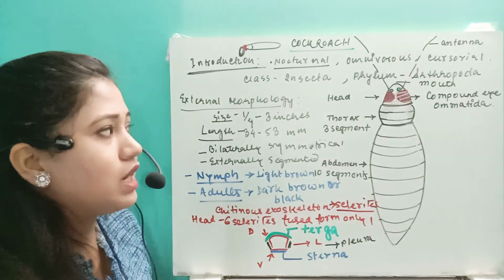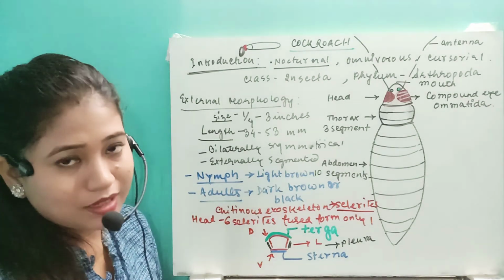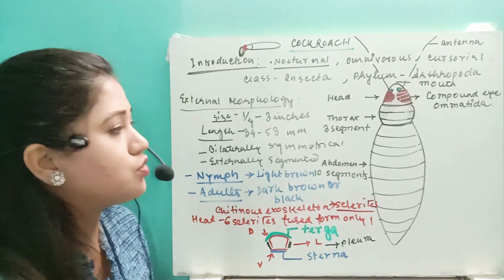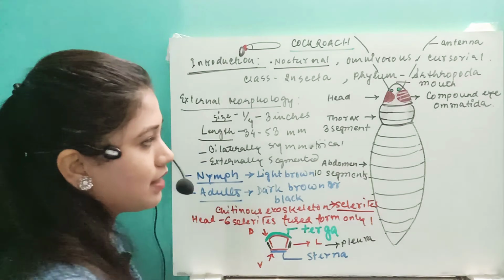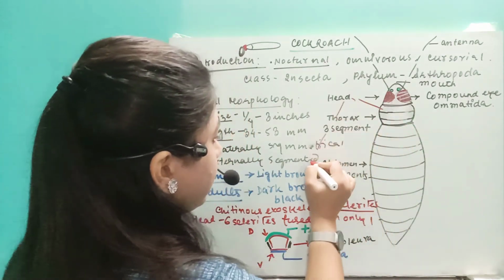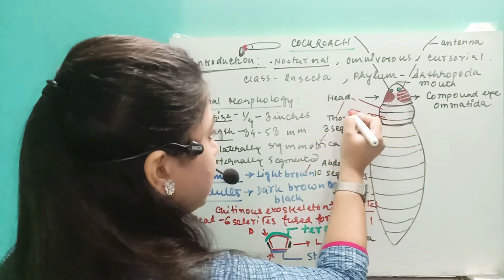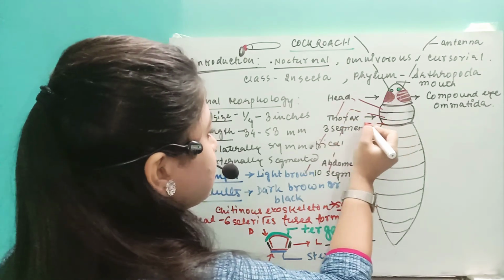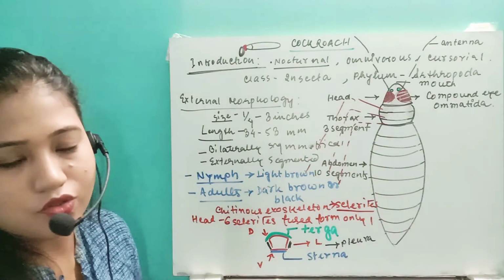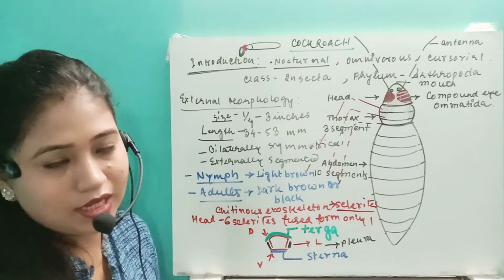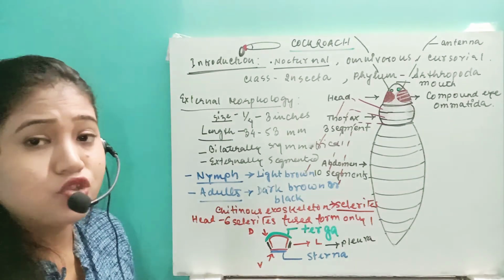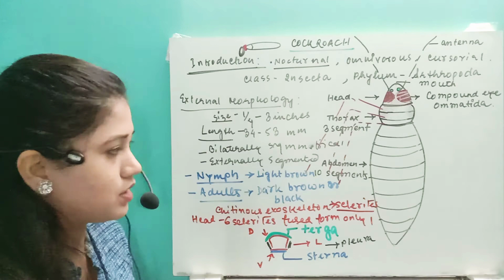Okay, so in each of the 3 segments, prothorax, mesothorax and metathorax, they are going to have 3 pairs of legs like this. Okay, so this is the first pair of leg, this is the second pair of leg, and this is the third pair of leg. On this side also it is present. So the legs are the jointed legs. I will tell you how many segments or joints are there in the legs. We will discuss in detail.